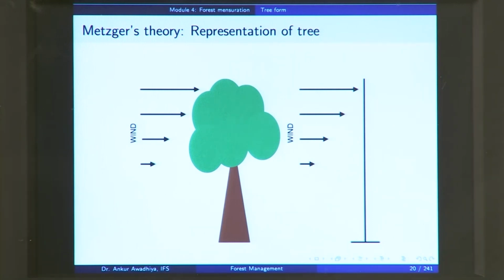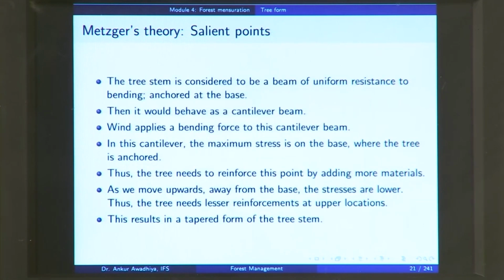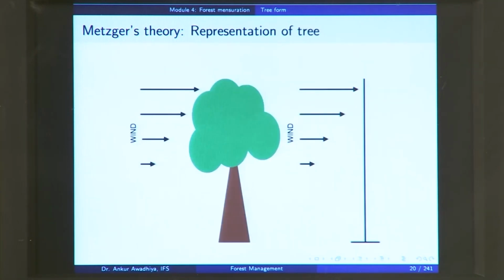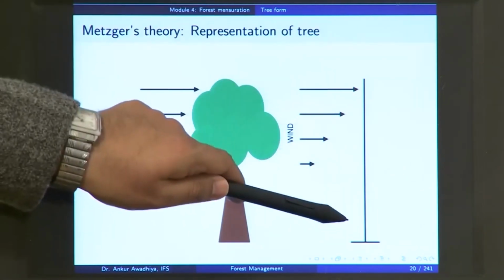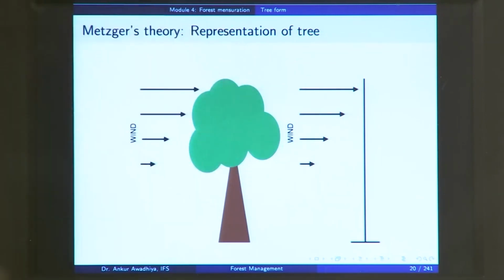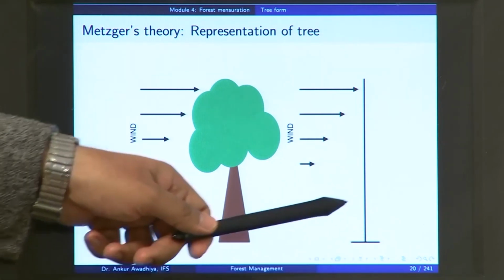So, how does Metzger's theory explain the form of the tree? In Metzger's theory, the tree stem is considered to be a beam of uniform resistance to bending, which is anchored at the base. So, it says that the material of this beam is the same whether you consider the bottom portion or the top portion, and so the resistance that this material can offer is uniform across the whole of the stem. So, this is a beam with uniform resistance to bending, and this beam is anchored at this point.